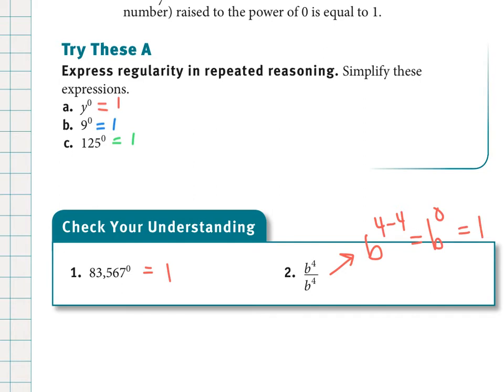Or you can think about it more basically: you have something being divided by itself. That always equals 1. So either way you do it, these are going to equal 1. I'm going to do a couple of examples on my own. Let's recall some of the rules that we have so far.